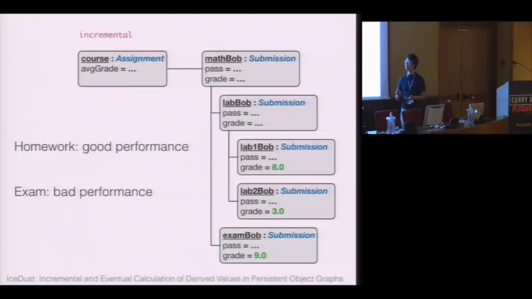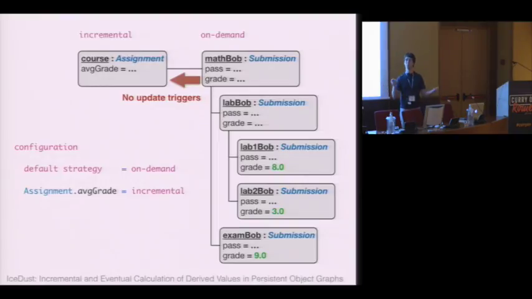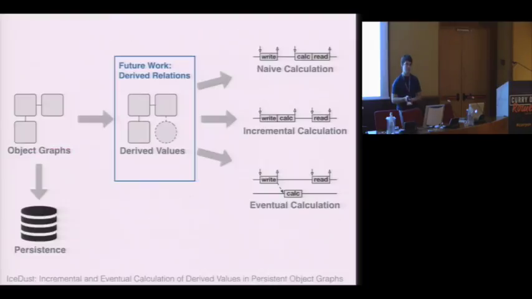So maybe rather than doing everything incremental, you might want to compose these different strategies. And currently, IceDust just compiles the whole specification with one strategy. So in future work, we would like to compose these. But we cannot blindly compose these because if we composed them the other way around, we would actually not get any update triggers because getters don't trigger any events for updating changes. So we would like to have a type system that ensures that we only have sound composition.